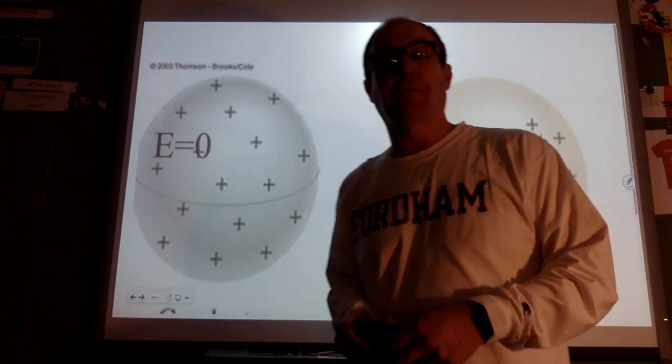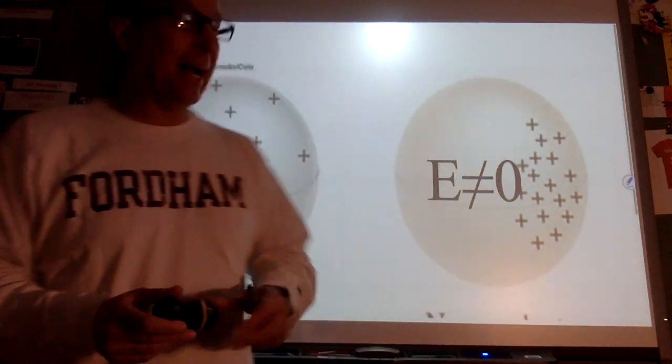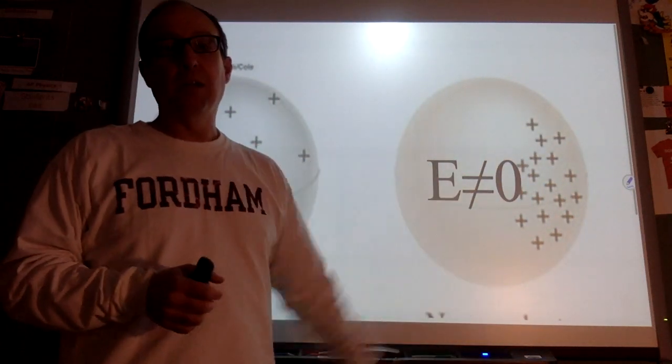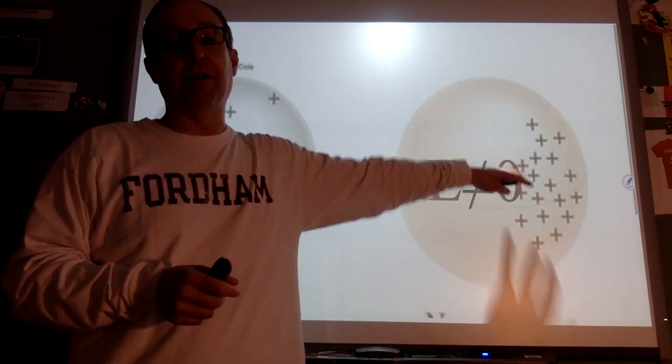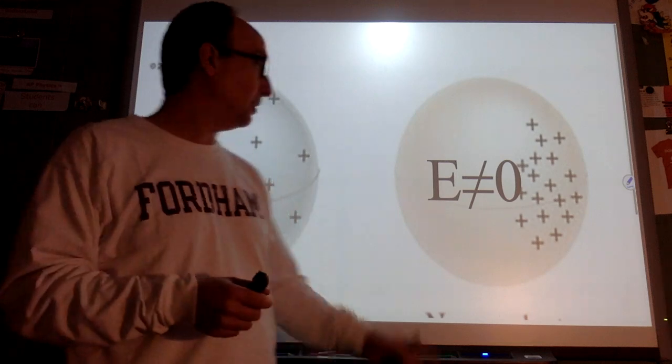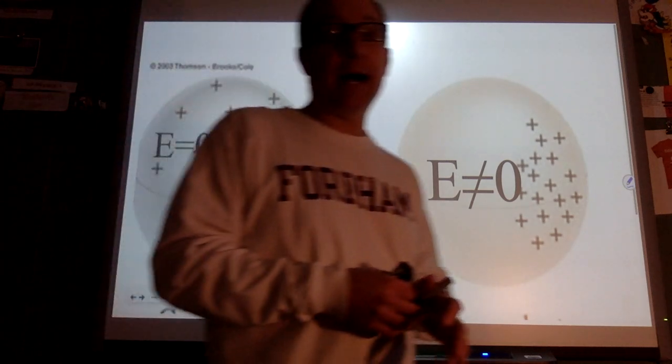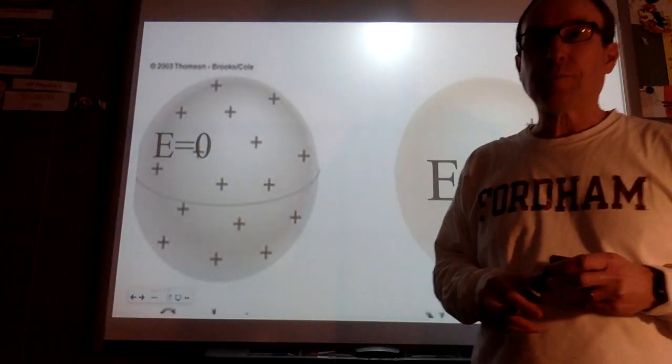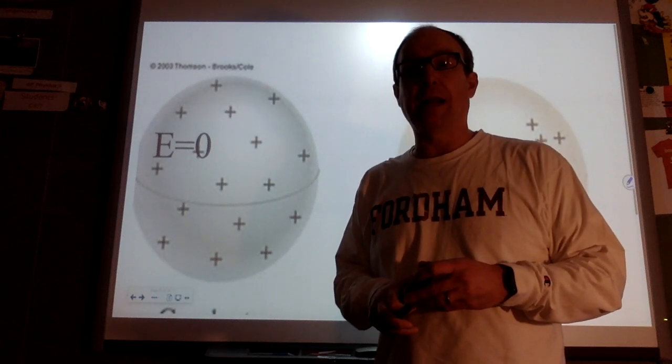Everywhere inside the electric field is 0. That's not the case if you have an insulator. So an insulator, the charge is going to be wherever it is, so your electric field would not be 0 inside. So this is why you're safe in a car in a lightning storm.